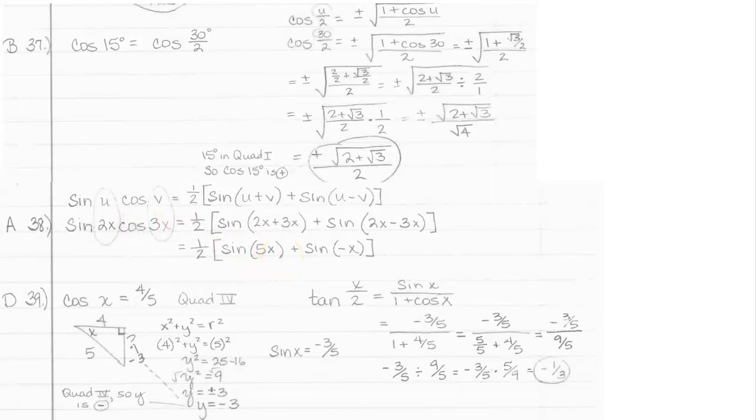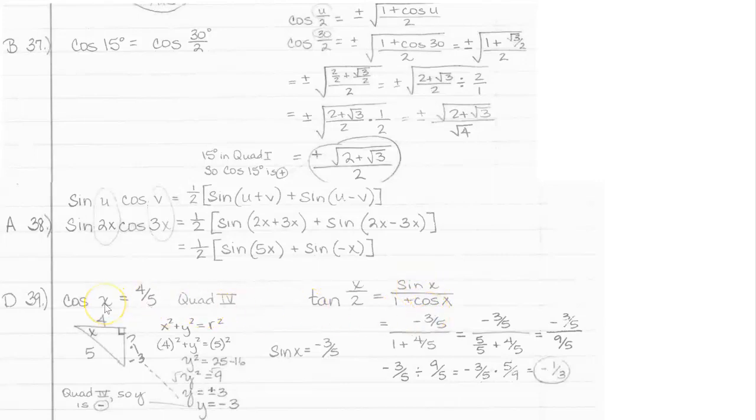All right, then for 39 it says find the tangent of x over 2 if cosine x equals 4/5 and x is in the fourth quadrant. Okay, so if I want to find tangent x over 2, look on your formula sheet and you'll see that's sine x over 1 plus cosine x. There's actually two formulas. It does not matter which one you use. Either one is fine. And so I need the sine and the cosine.